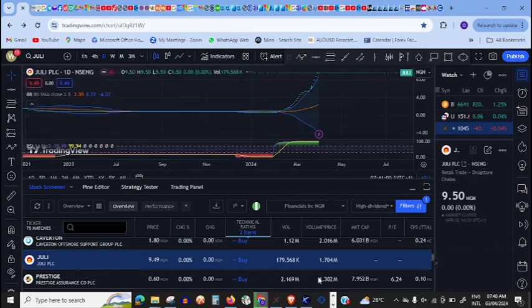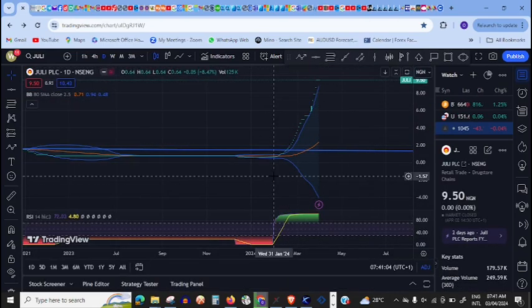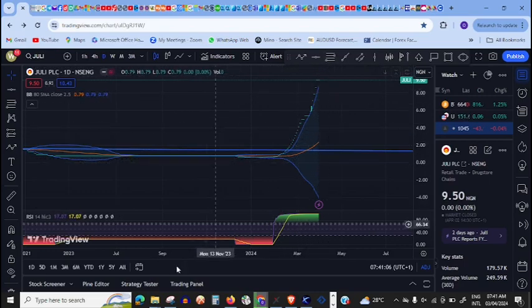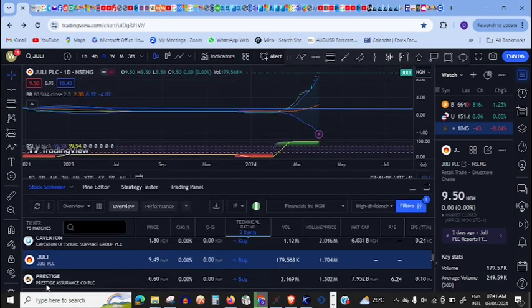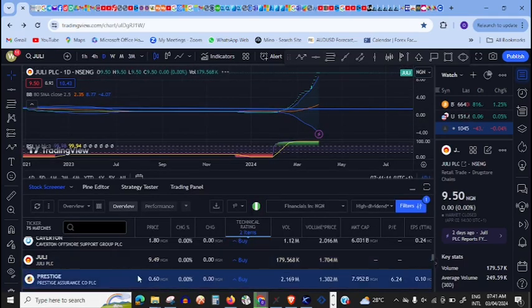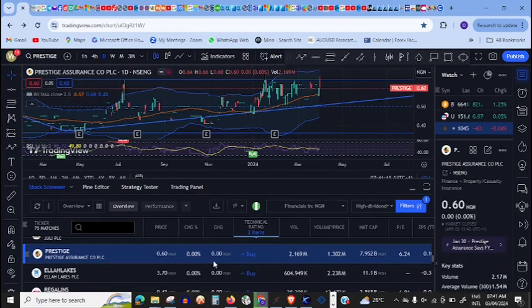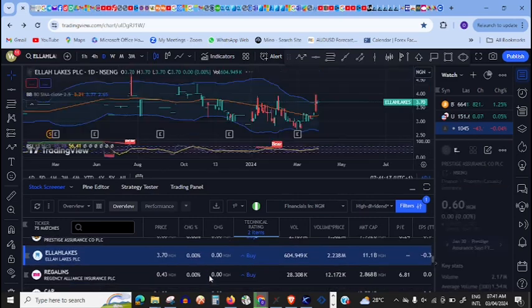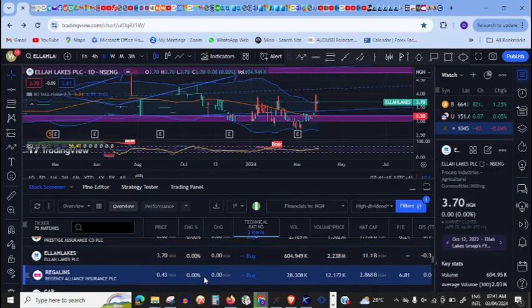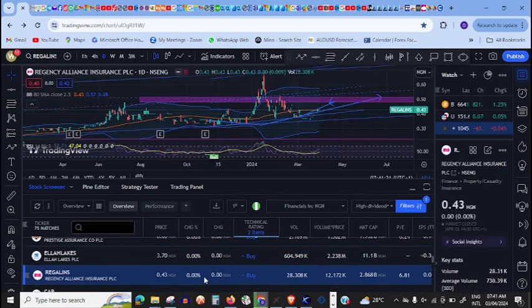Julie Pharmacy. Don't know what is pushing this Julie Pharmacy. It's already in the overbought region. You can see the Bollinger Band already expanded. I'm not looking at this Prestige. I'm not looking at this. It's already touching the band.